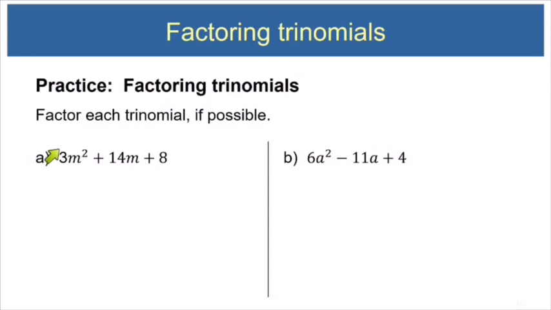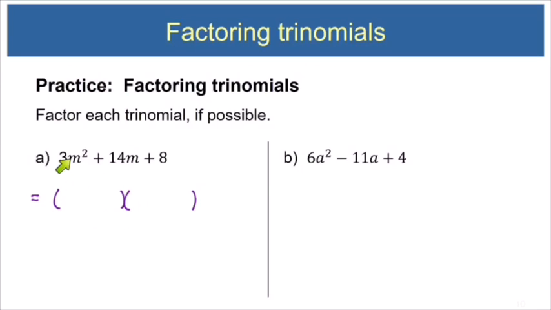Okay, here we have a couple of trinomials to work on, and notice the instructions say factor each trinomial if possible. Here we have 3m squared plus 14m plus 8. Notice that nothing goes into 3 and 14 and 8. Nothing goes into all three of them. So we do not have a GCF here. And we can just start trying to find the two binomials that produce this trinomial.